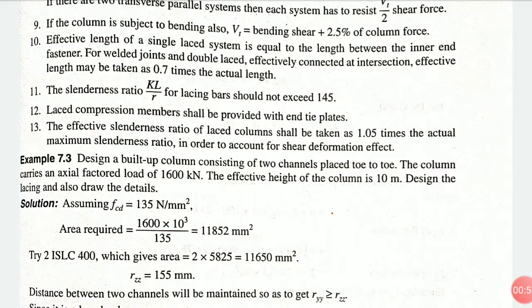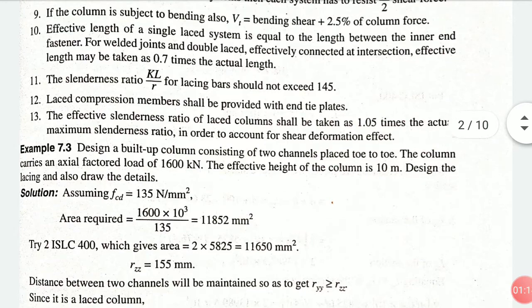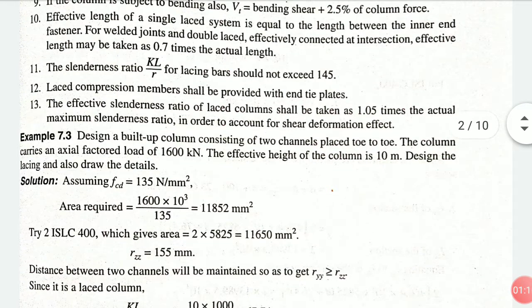The column carries an axial factored load of 1600 kilonewton. The effective height of the column is 10 meters. Design the lacing and also draw the details. So he has given you the capacity of the column. Okay, for that built up column means they are not using the standard channel section. Along with that we will be using lacings and all.